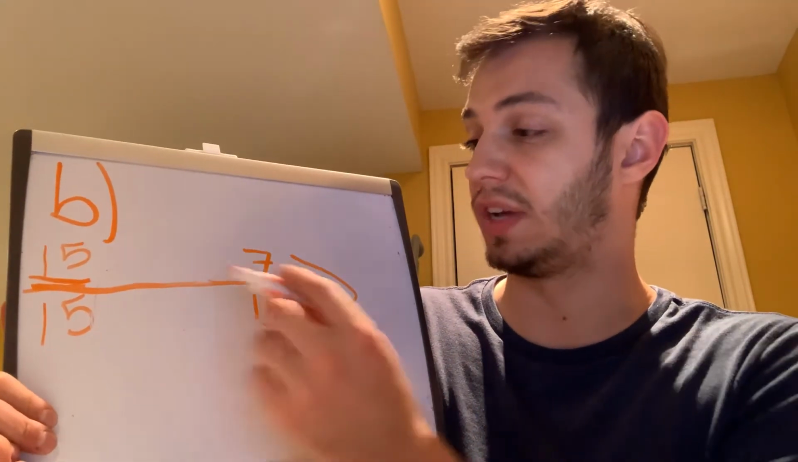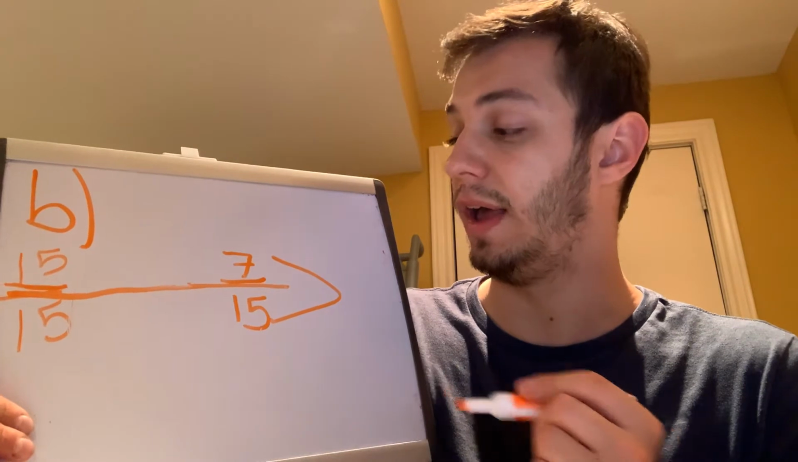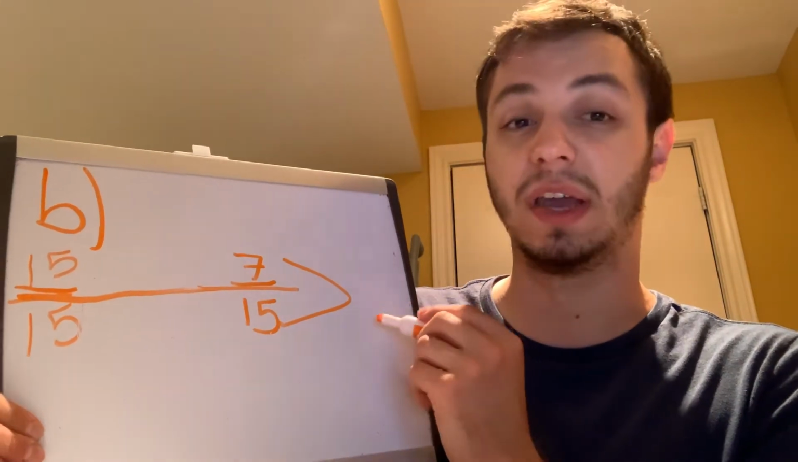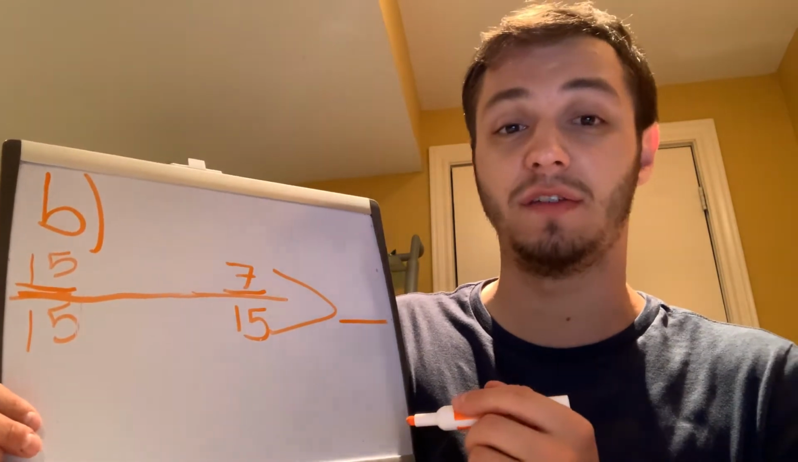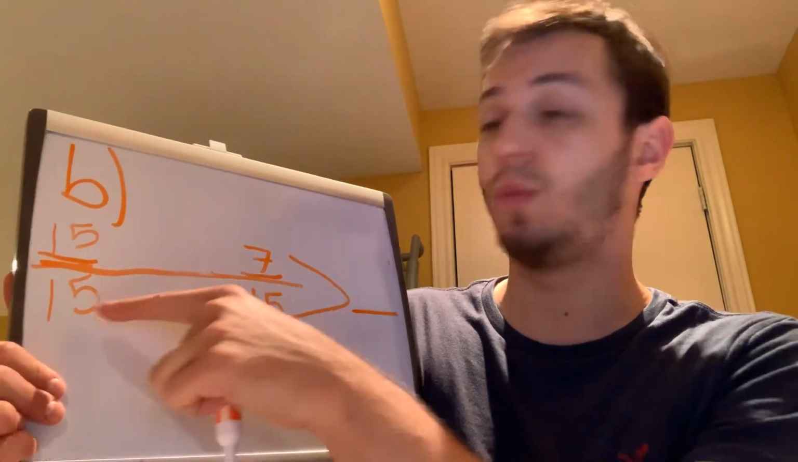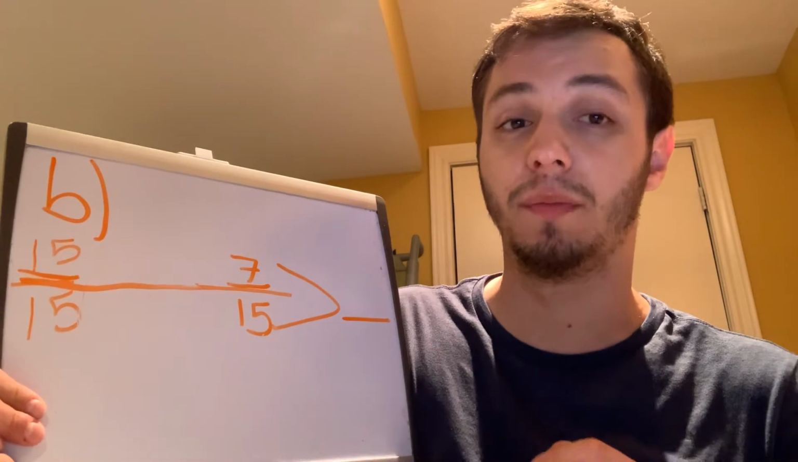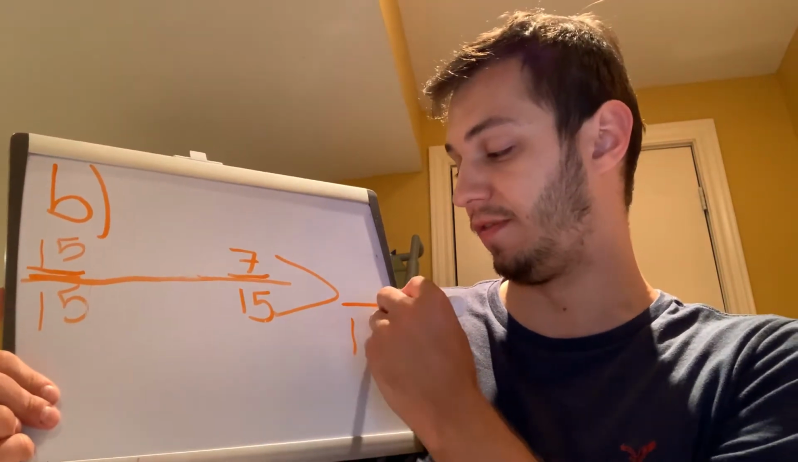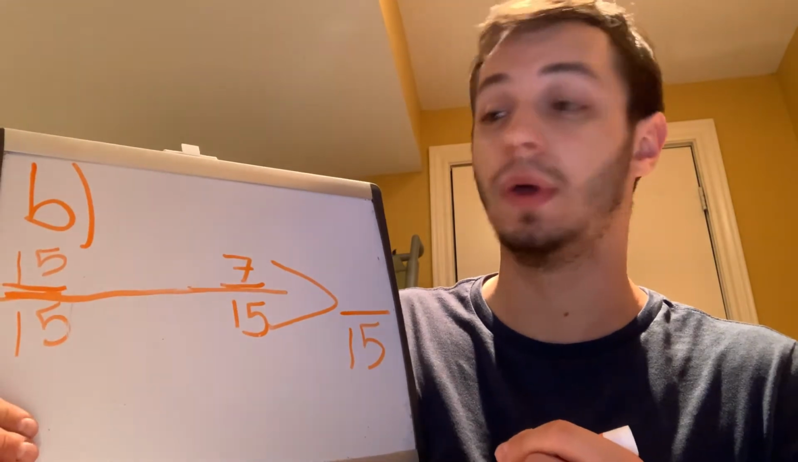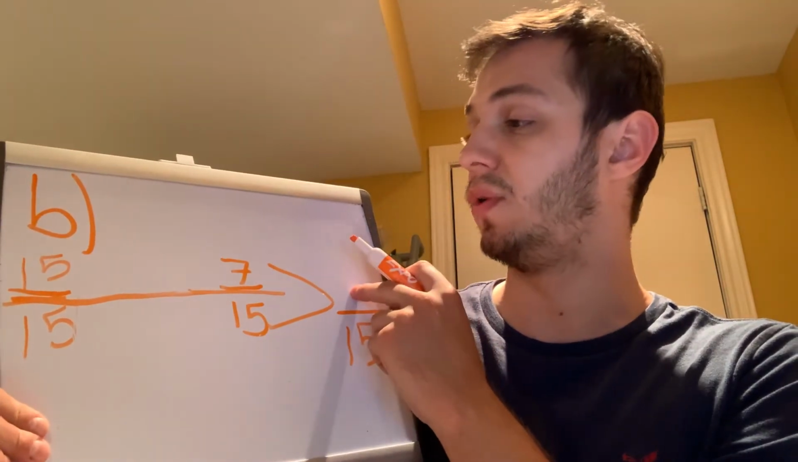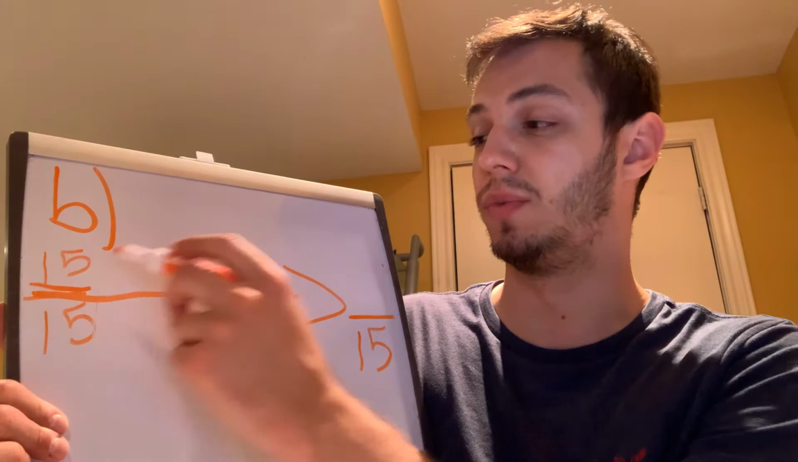Both of my fractions have the same bottom number, so now we have to find the big number. We remember that when we're adding or subtracting fractions, your bottom number will not change, so our bottom number will be the same. It will be 15. The only thing that will change is your top number. Since we're looking for a big number, we're going to have to add these two numbers up.